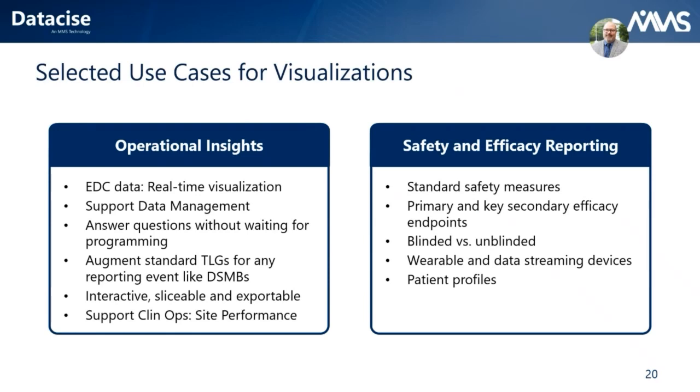There's also support for clinical operations like site performance dashboards, where you may look for some queries, query aging, some other things, based on what's happening with the subjects within your trials. So those are the operational insights that you can look at. The safety and efficacy reporting, we have standard safety measures, standard primary and secondary safety and efficacy endpoints, blinded versus unblinded.